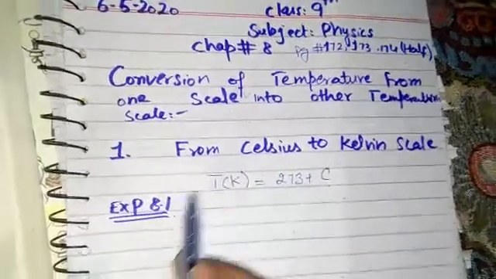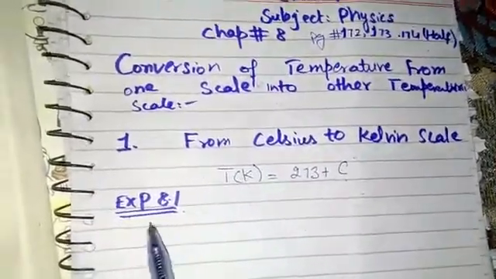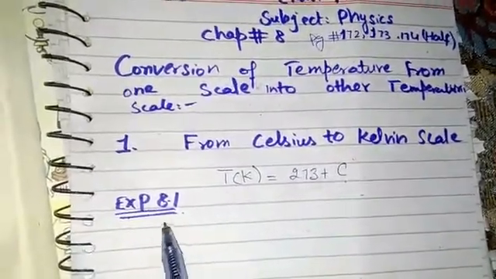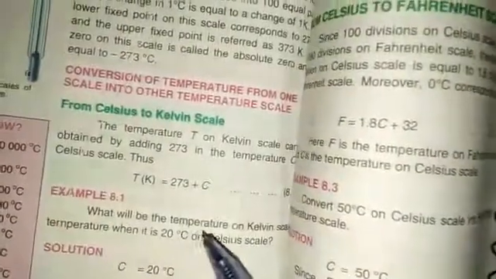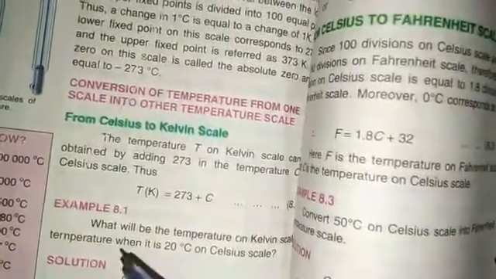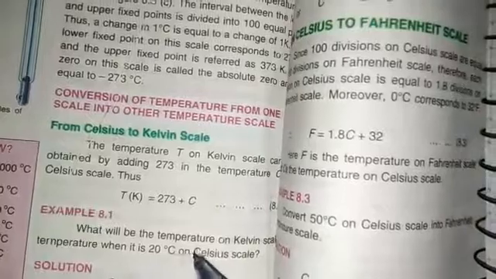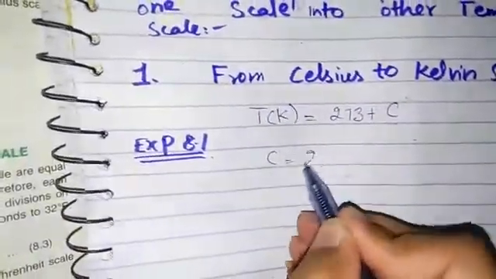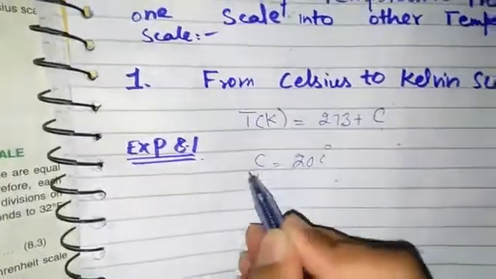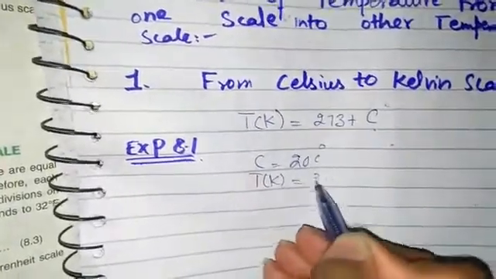The related example is 8.1. The statement of the example is, what will be the temperature on Kelvin scale when it is 20 degrees Celsius on Celsius scale. So the given data is temperature in Celsius scale. So we have to find the temperature in Kelvin scale.